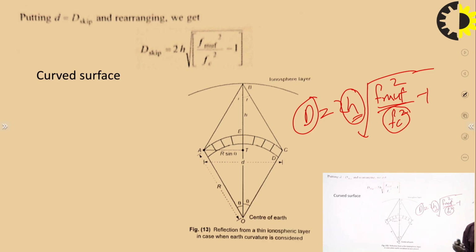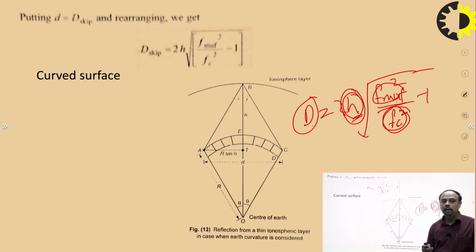The skip distance is going to change as the time changes, because in the daytime this h, for the particular layer, varies from daytime to night time. The critical frequency is also varying as the concentration of the electrons changes, and MUF is fixed. So the skip distance is directly proportional to MUF, and corrected by these two variables.